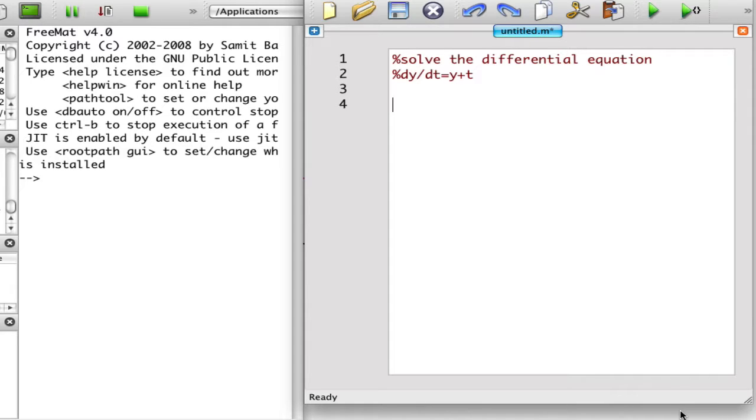Now, the exact solution is, I wrote it down here before. So it's y of t is equal to 1/2 times e to the t minus 2 times t plus 1. Okay, this is my solution. Yes? Sound like a plan?